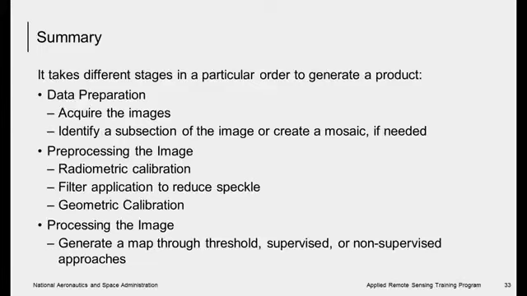You first do the radiometric calibration, then you do the filter application to reduce speckle, whether it's multi-looking or some sort of spatial filter. And then finally, the last part that you do is the geometric calibration. And then you can start doing your processing of the image and data analysis. Here I just showed you a basic example of how to threshold, where we separate water from land. But you can run whatever algorithm you want on the image, whether it's supervised or unsupervised.